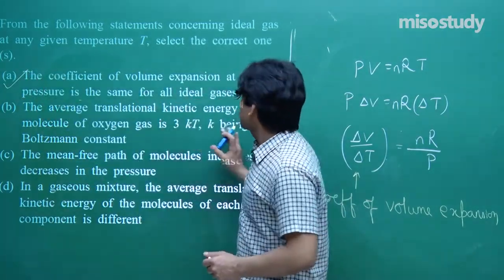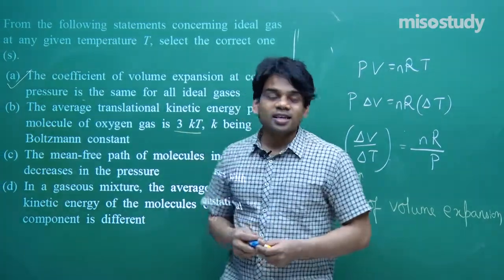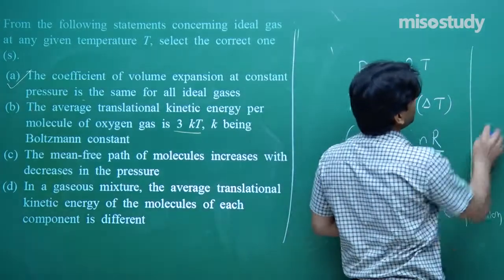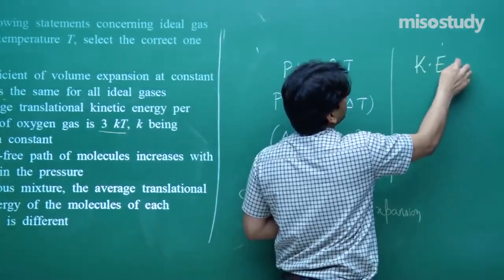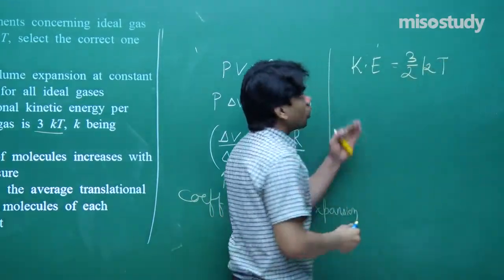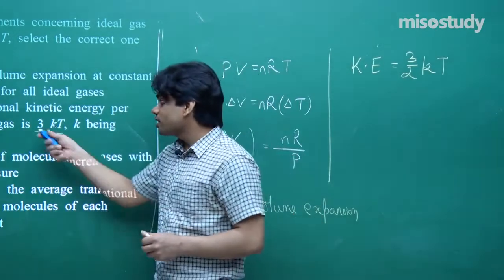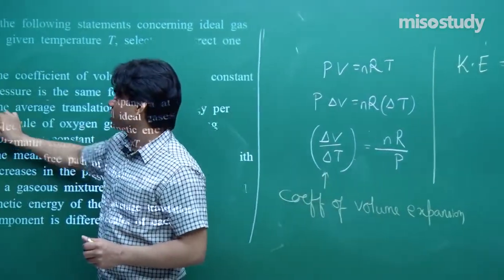B, the average translational kinetic energy per molecule of oxygen gas is 3 kT. The average kinetic energy in terms of temperature is given as 3 by 2 Boltzmann constant into T. This is what we have derived. For one molecule it is 3 by 2 kT. It's not 3 kT. So B is incorrect.